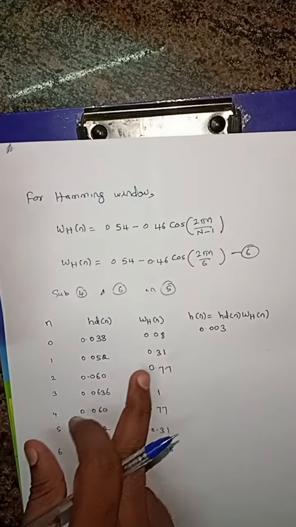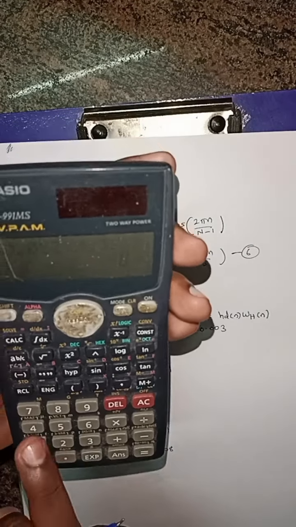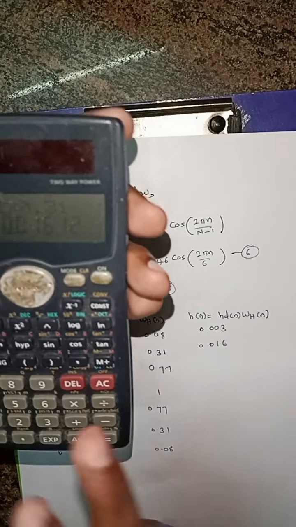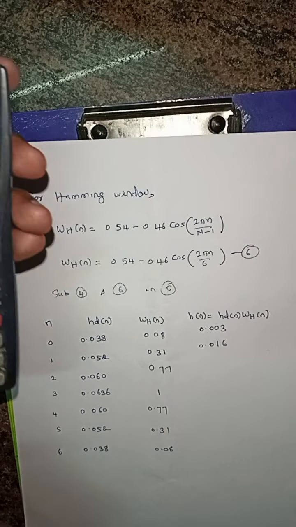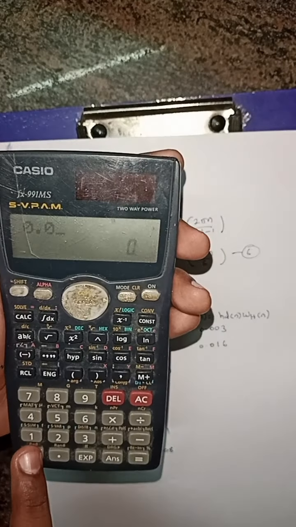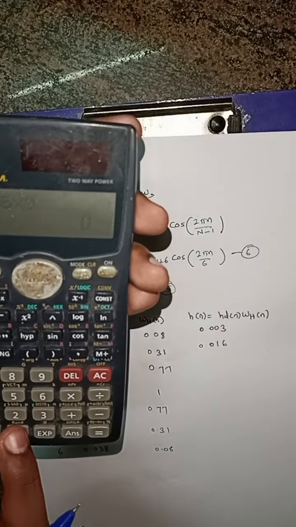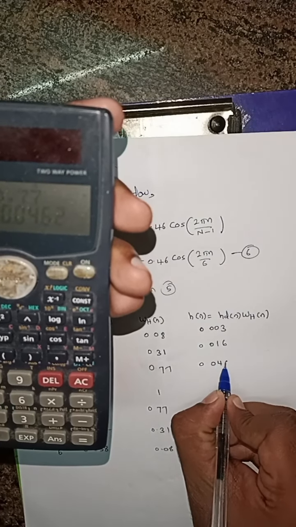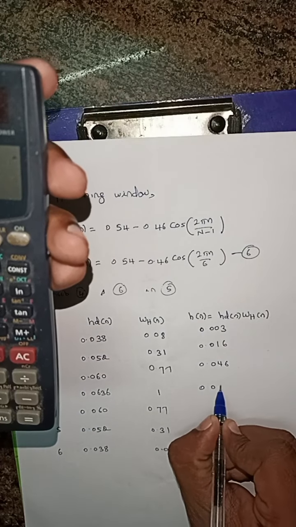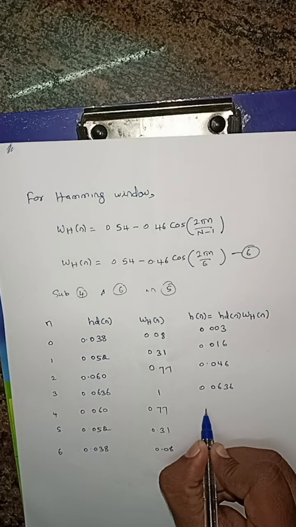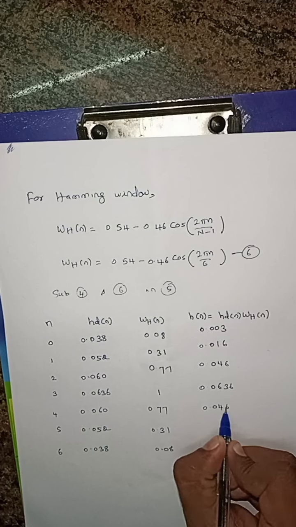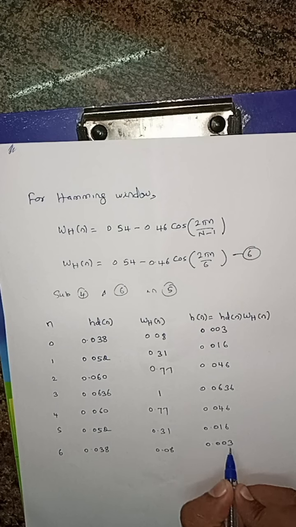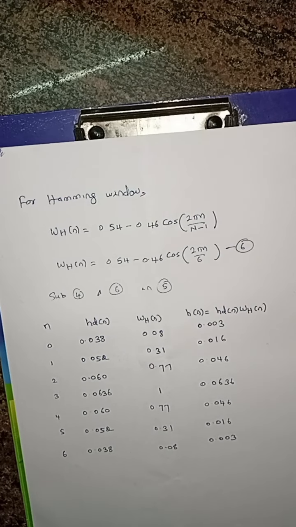Next, 0.052 into 0.31, so we will get 0.016. Next, 0.06 into 0.77, so we will get 0.046. Then we will get 0.0636 here, and then 0.046, 0.016, 0.003. So this is the value of h of n.